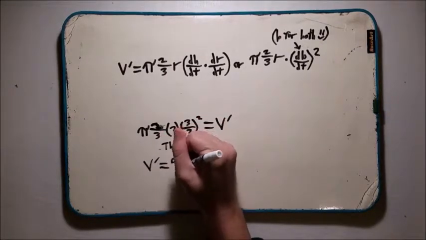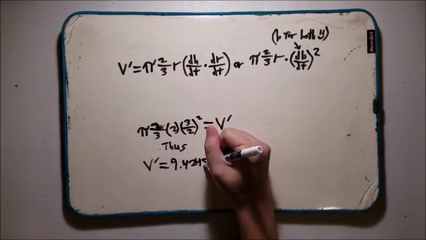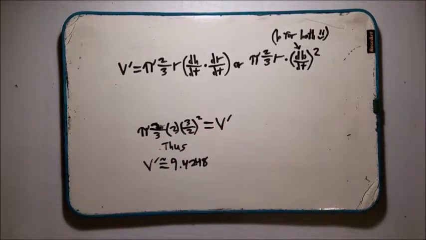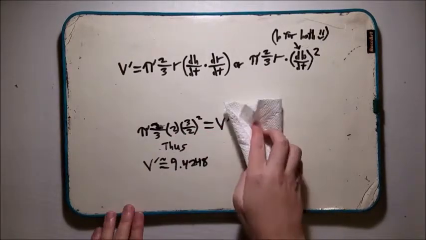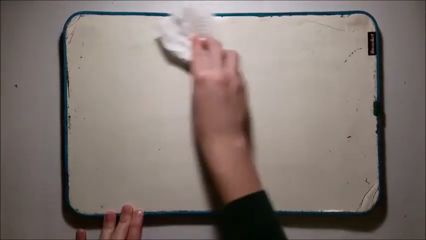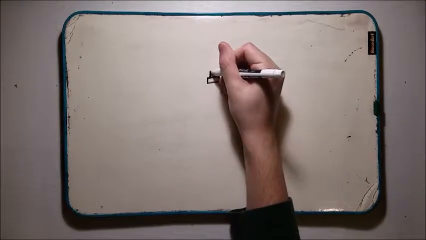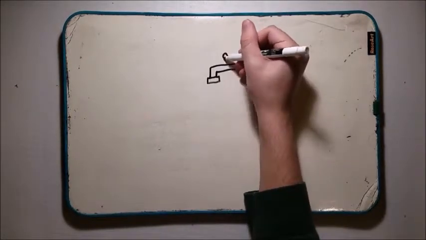Thus, V prime equals 9.4248 centimeters cubed. Okay, it's gone. Never mind. And that is the rate at which the volume will be increasing.